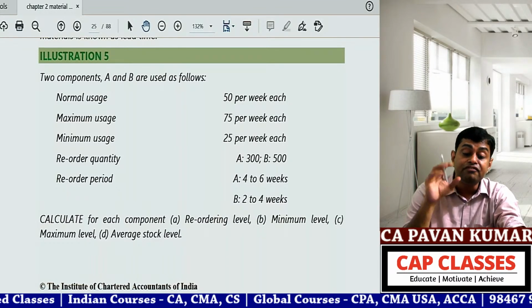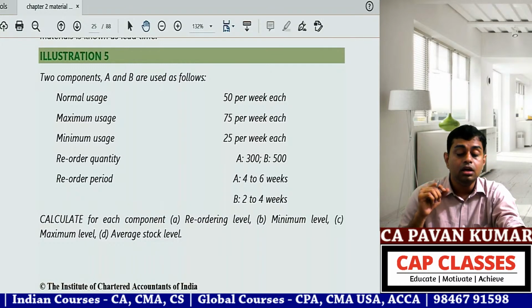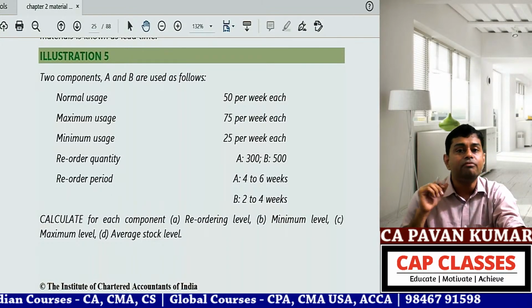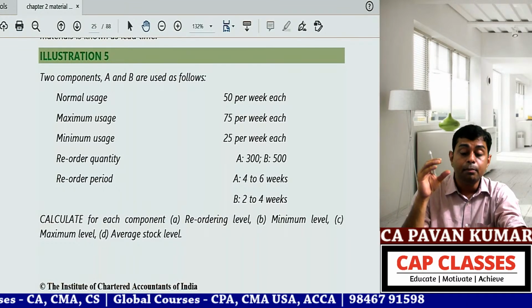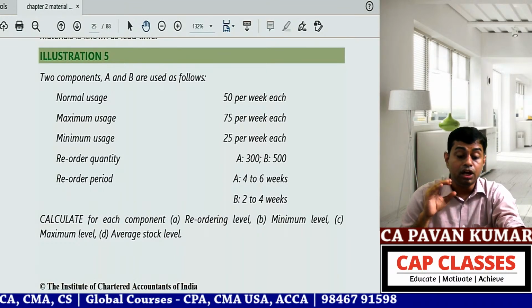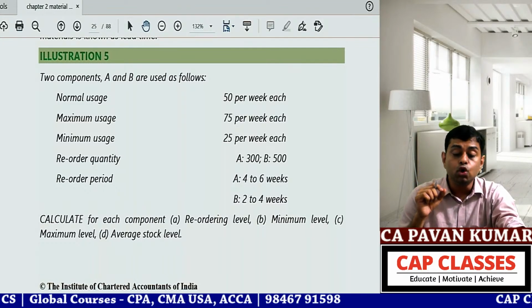Normal usage 50 per week. Maximum usage 75 per week. Minimum usage 25 per week. Reorder quantity A 300, B 500. Reorder period A 4 to 6 weeks, B 2 to 4 weeks.